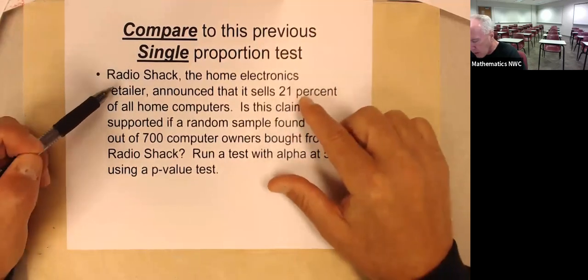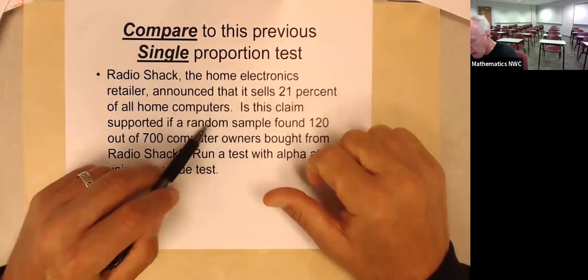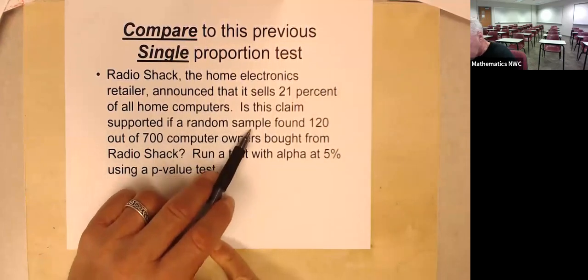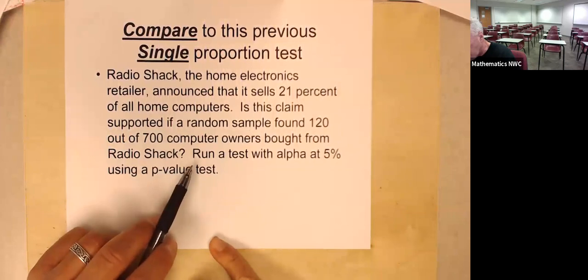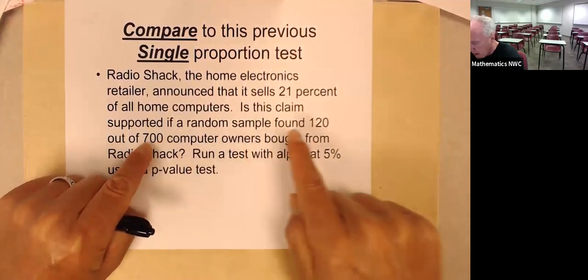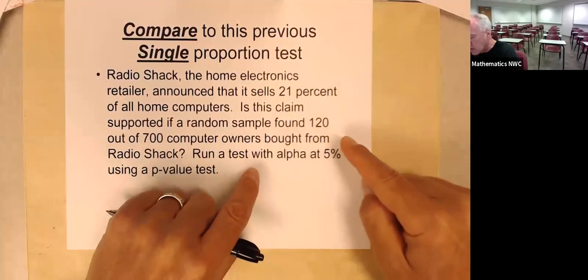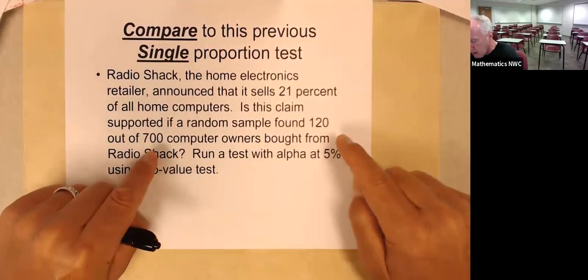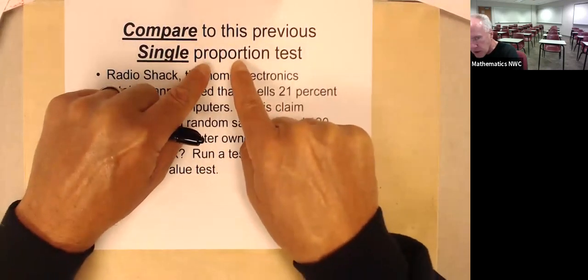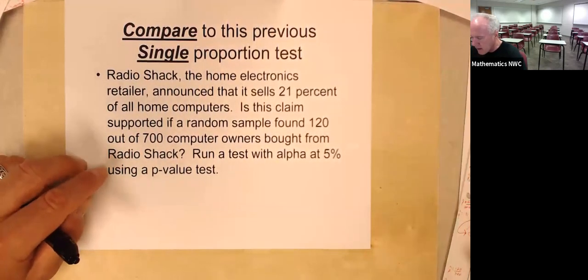Here's an example now, again, of a single one. Radio Shack in home electronics, we did this one before, but it's a single proportion. It announces that it sells 21% of home computers. Is this claim supported if we have a sample of 120 out of 700 owners who buy from Radio Shack? Notice one sample, 120 out of 700. It doesn't say 120 out of 700 and then also 300 out of 800 or something. One sample that is screaming at you single population proportion. Okay, so make sure that you would recognize that going in.